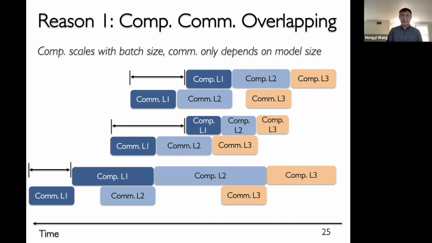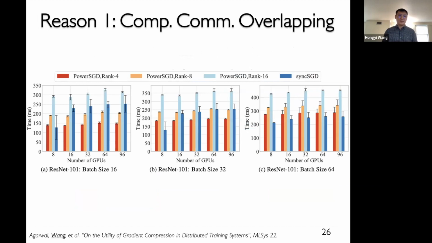So we actually did the same benchmark here. We basically just vary the batch size. That's the same result. The network is ResNet-101, and we just vary the batch size here. What you can see is that if you're using a small batch size, that basically means you have less space to overlap computation with communication.